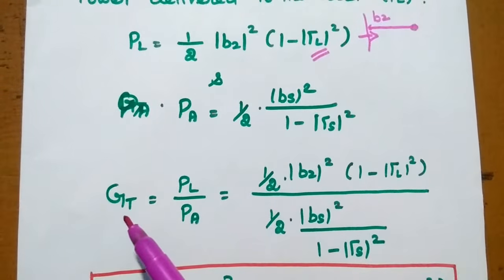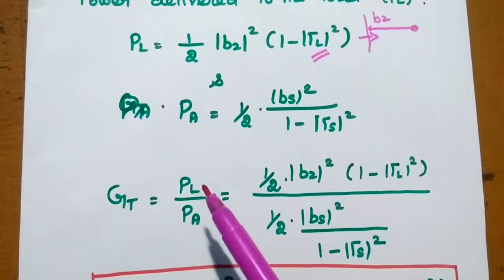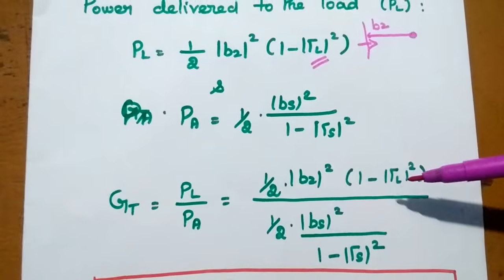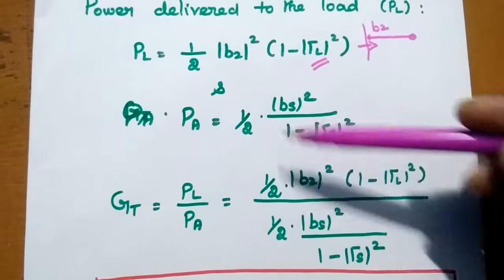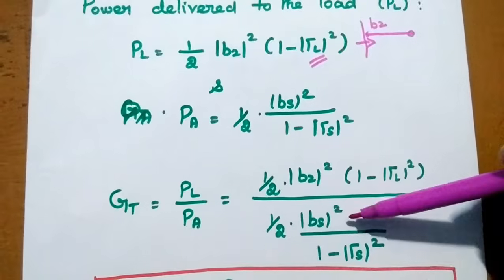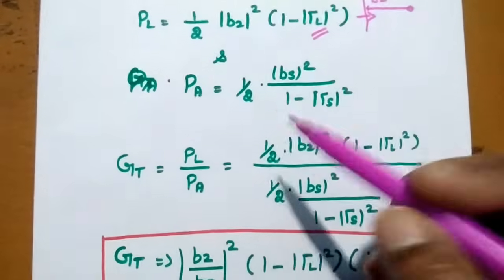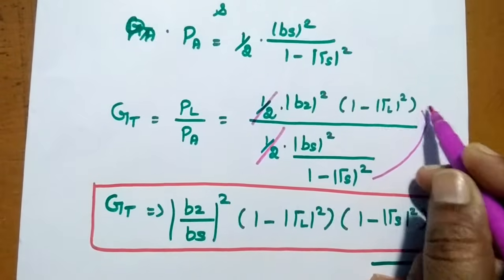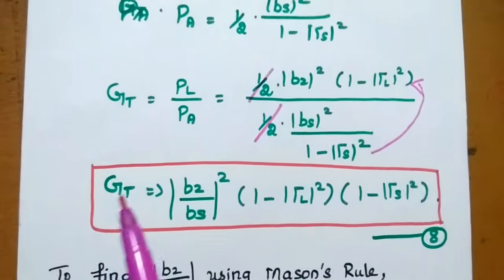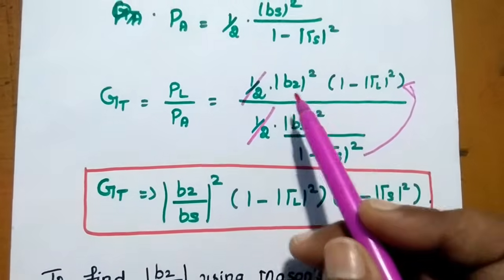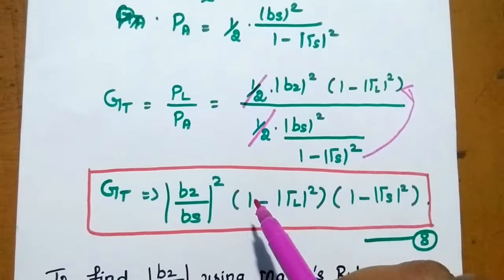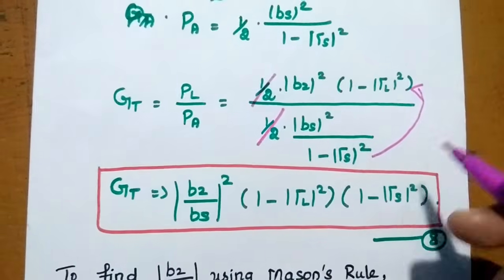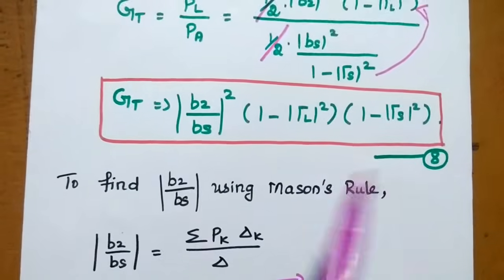So GT, the transducer gain, is equal to PL by PA, which is equal to 1 by 2 |B2| squared into 1 minus |Γ_L| squared, divided by 1 by 2, the PA value, |Bs| squared by 1 minus |Γ_S| squared. So the 1 by 2 terms cancel each other, and this value goes to the numerator, and we get the transducer gain equal to |B2 by Bs| squared into 1 minus |Γ_L| squared into 1 minus |Γ_S| squared. Consider this as the eighth equation.